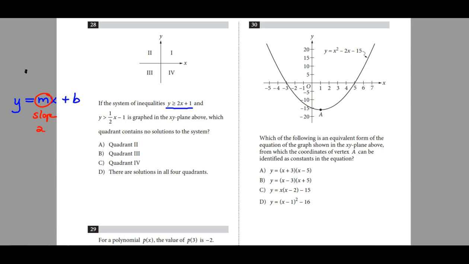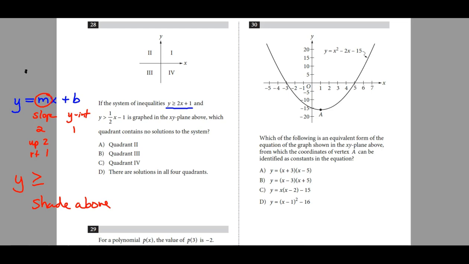I know that it goes up 2, right 1. That's a slope of 2. And the y-intercept, which is this back number where it crosses the y-axis, is at positive 1. One other thing that might be helpful is to realize that when it says y is greater than or equal to, that means you're going to shade above the line. So I need to shade above the line.